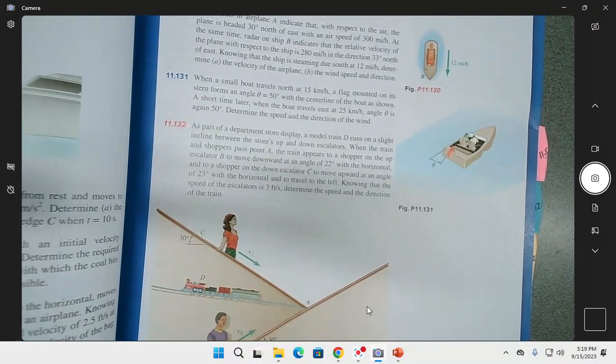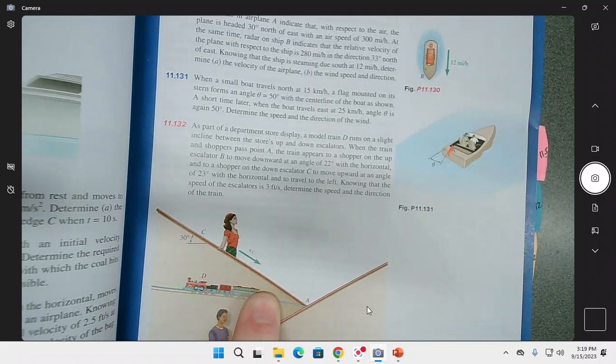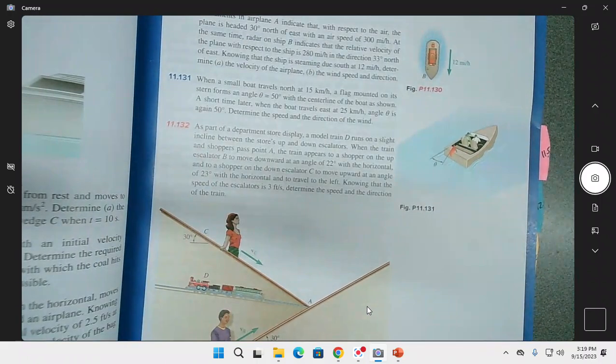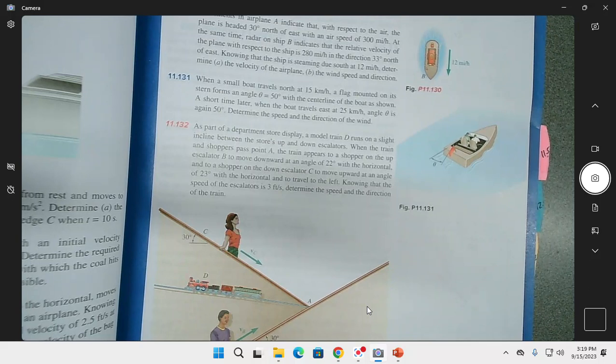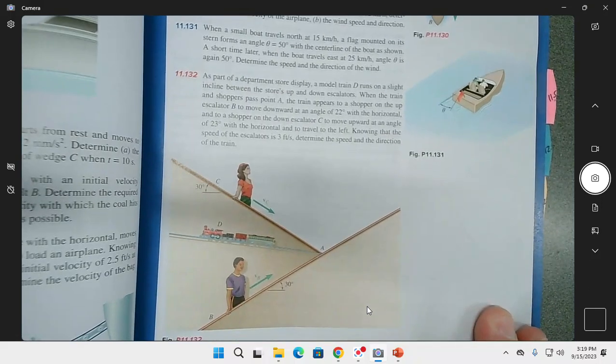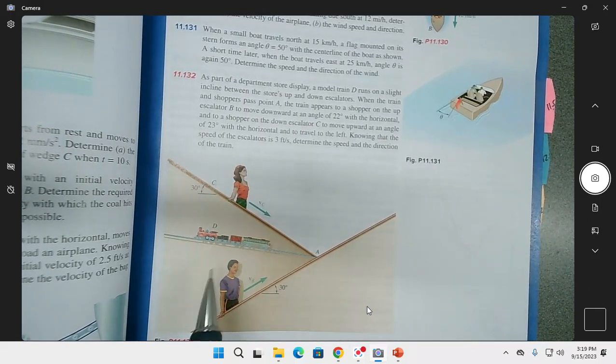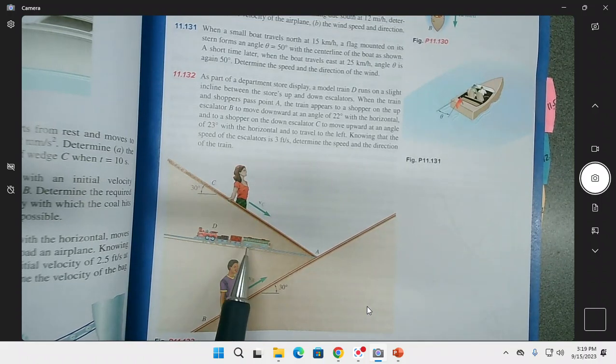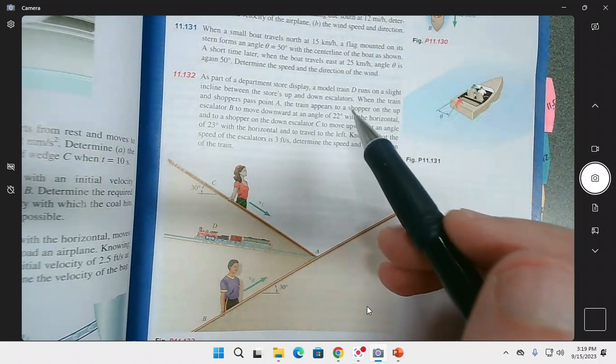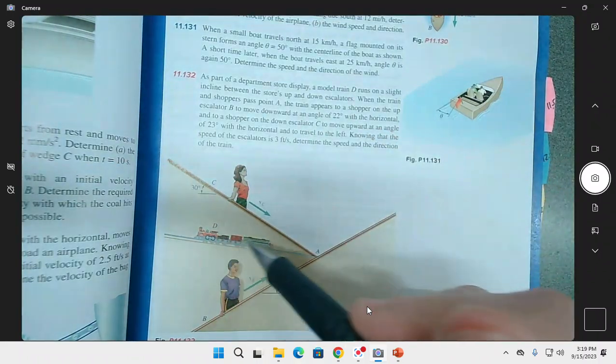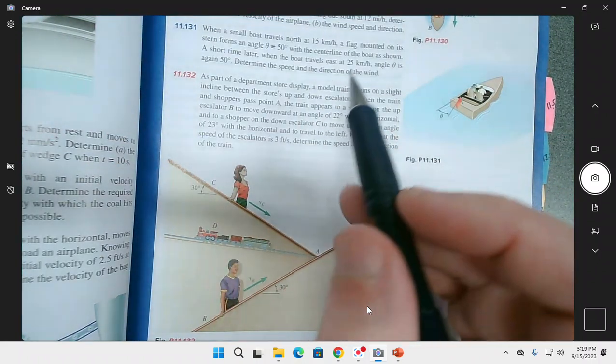Anyone in particular? You want to try something? Can we do that last one? 11.132? Yeah. Sure. Department store display. Is the train moving? That's not horizontal either, but they don't tell us anything about the train. Well, maybe there isn't information, they just don't have it labeled. Yeah, they do have. Okay.